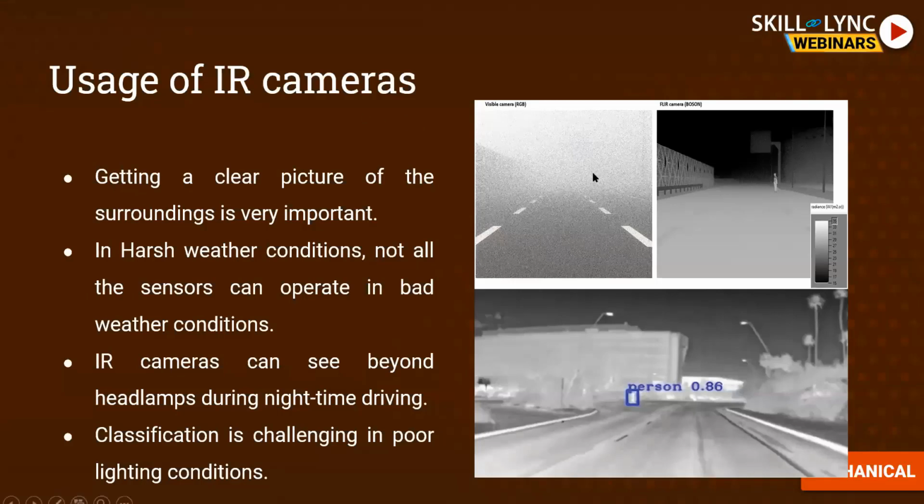So on the left, we can see the camera is not able to see if there is any pedestrian or any object present on the side of the road. But on the right, we can see that the IR sensor can clearly identify there is an object on the side of the road, and it will tell the control unit of the car to steer or to brake in this case. Also, the main usage of IR cameras is classification and detection.